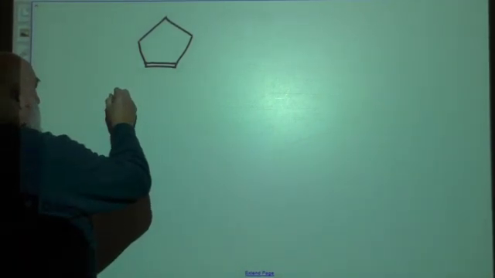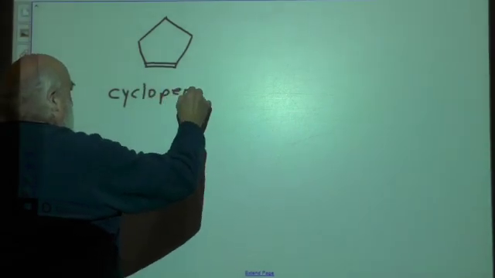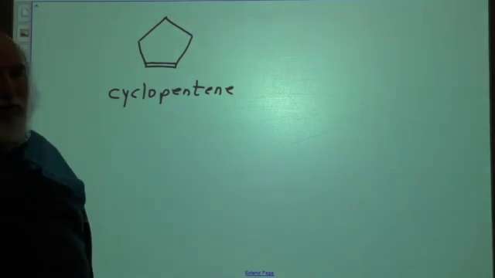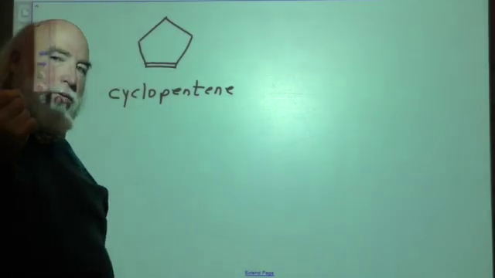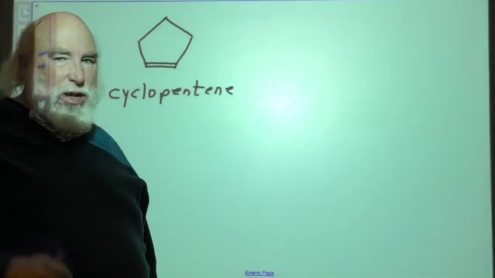Now, this is called cyclopentene. There's no number because it's going to be carbons number 1 and number 2 no matter what. Remember, in alkenes, the double bond gets the preference of the lowest numbers.